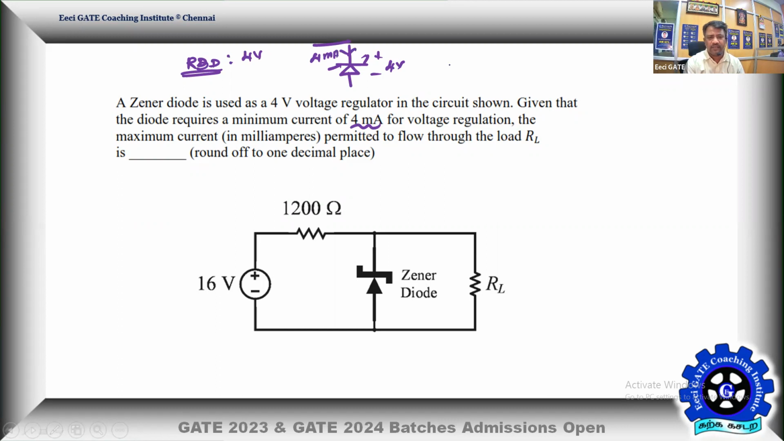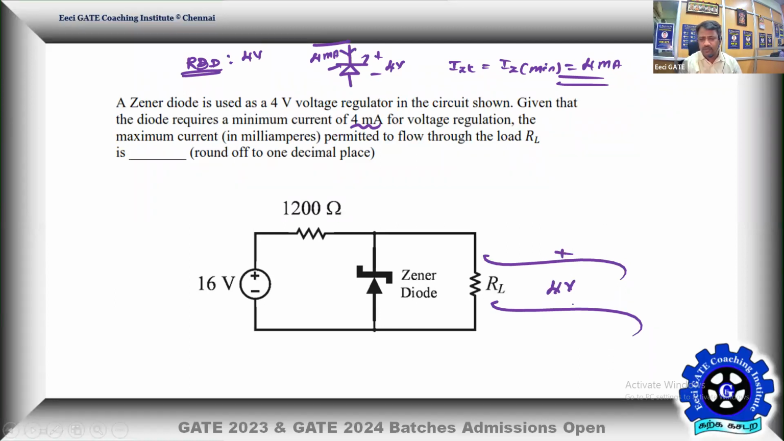What is given is IZ minimum for the Zener to operate in breakdown, given as 4 milliamps. That means if you want the Zener to act as a regulator in the circuit, to maintain a constant voltage of 4 volt across the load, the Zener should be in regulation or in breakdown. For that, the Zener demands a current of 4 milliamps. So the problem: the maximum current permitted to flow through the load RL. What can be the maximum current the load can draw from the circuit without disturbing Zener regulation? That's a very simple, straightforward problem.